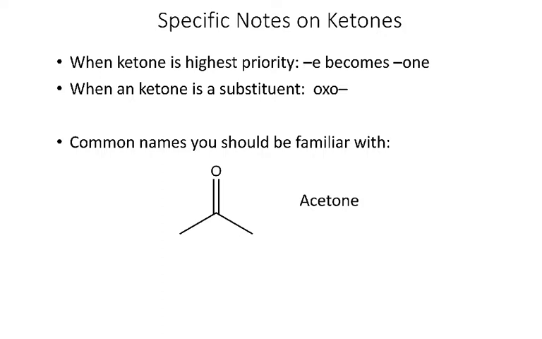Not much more than that for ketones. If the ketone is highest priority, the -e suffix becomes -one. Just like an aldehyde, when a ketone is a substituent, it's not treated any differently. They're both named as an oxo group. And then I think you should be familiar with the common name for propanone, which is acetone. We use this all the time in organic lab. I'm sure you've used it tons of times already, so you should be familiar with the formula of acetone and that it has that common name.